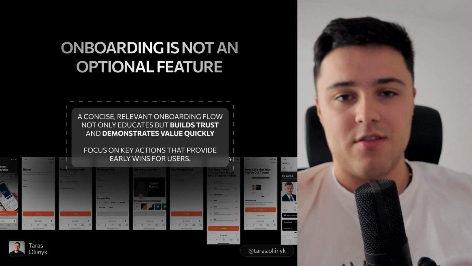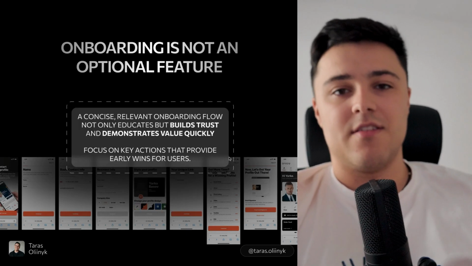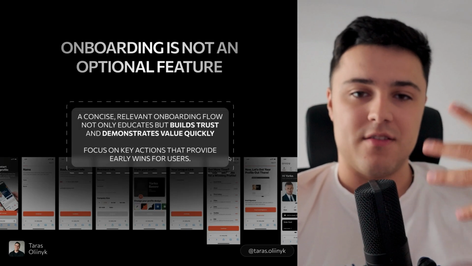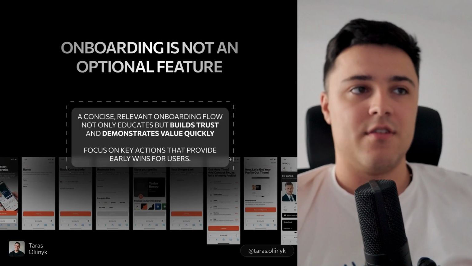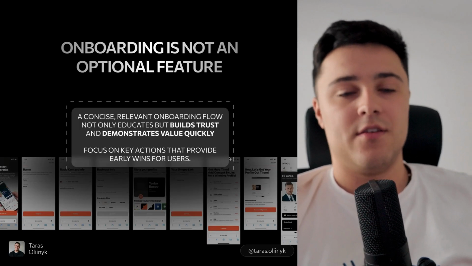If it's a boring onboarding, yeah, skip it. But if there's essential information with good visuals and nice user experience, believe me, everyone will use it. So focus on key actions, and after that provide early wins for the users by exploring your product.